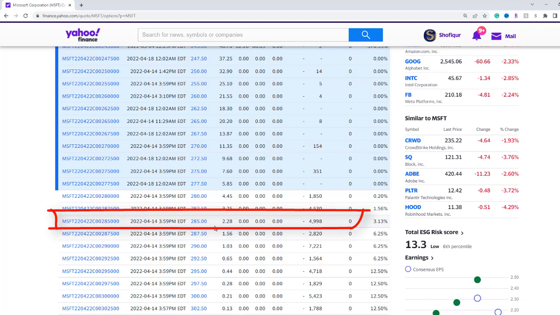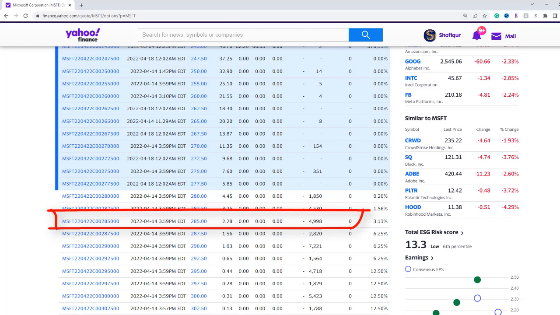Now, we will go over a few terms. $285 is the strike price or exercise price. 2.28 is the price of this option. You need to pay $228 to buy an option because one option contract equals 100 stocks. The price or premium that you pay to buy this option is your cost, but this is the profit for a contract seller. You can only make money when the stock price is above $285.